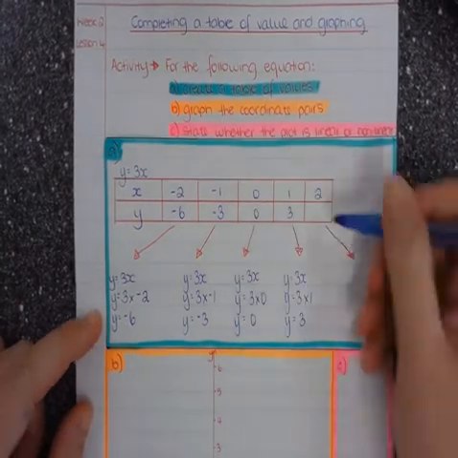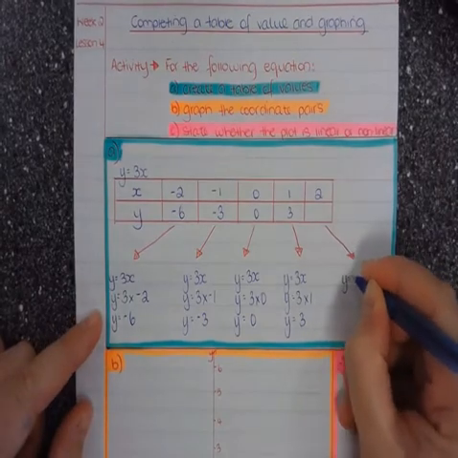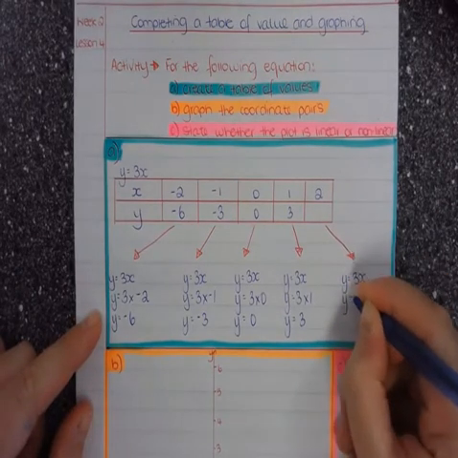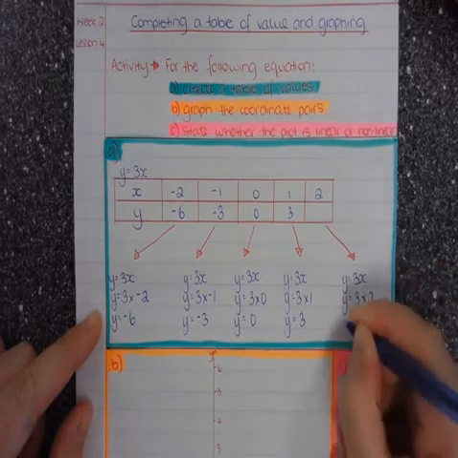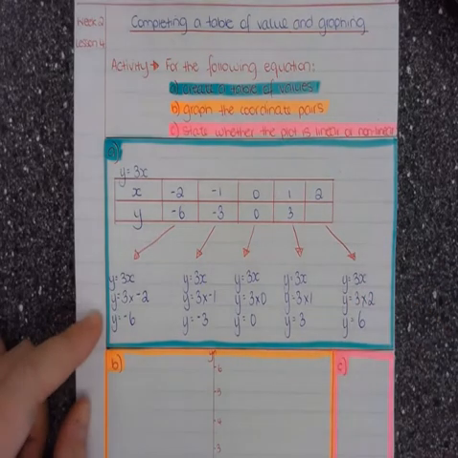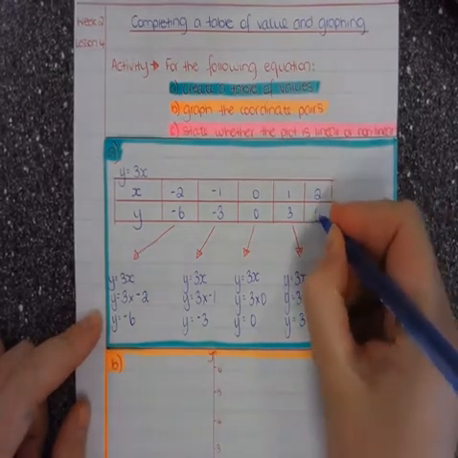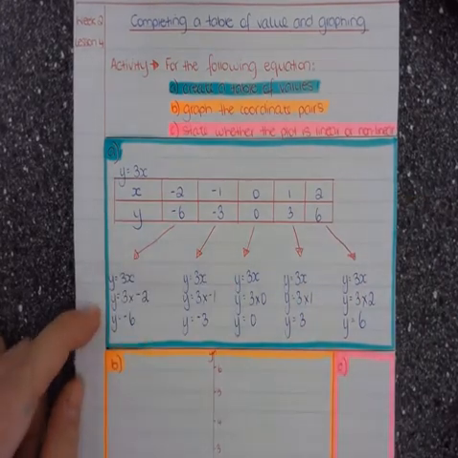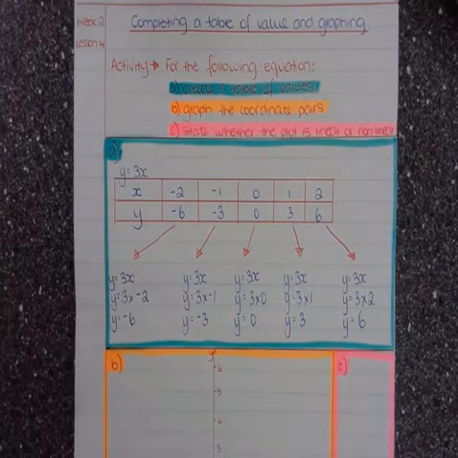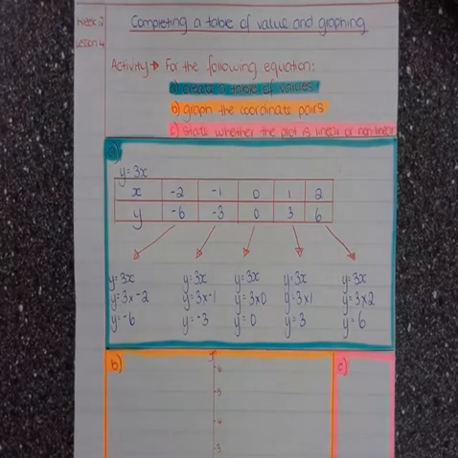Oops, forgot that. And our last one, we are using 2. So y equals 3 times 2, which is 6. So now your table of values is complete. The next thing you are going to do is plot that on your Cartesian plane.